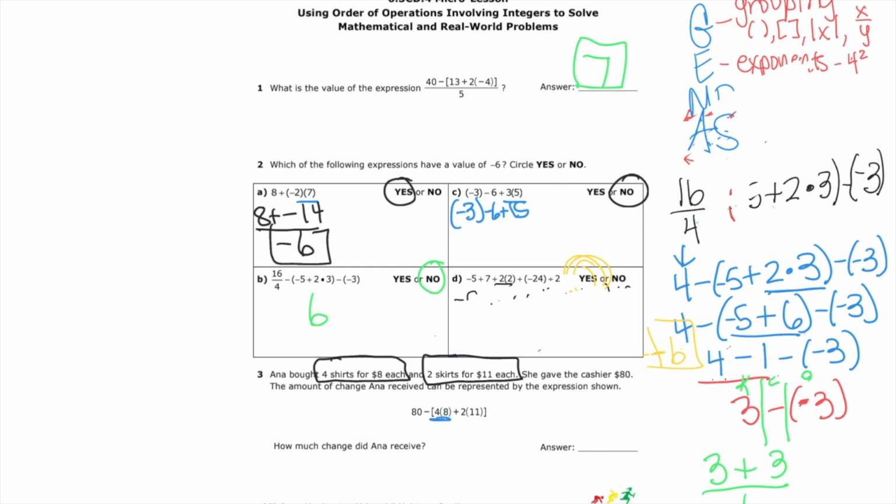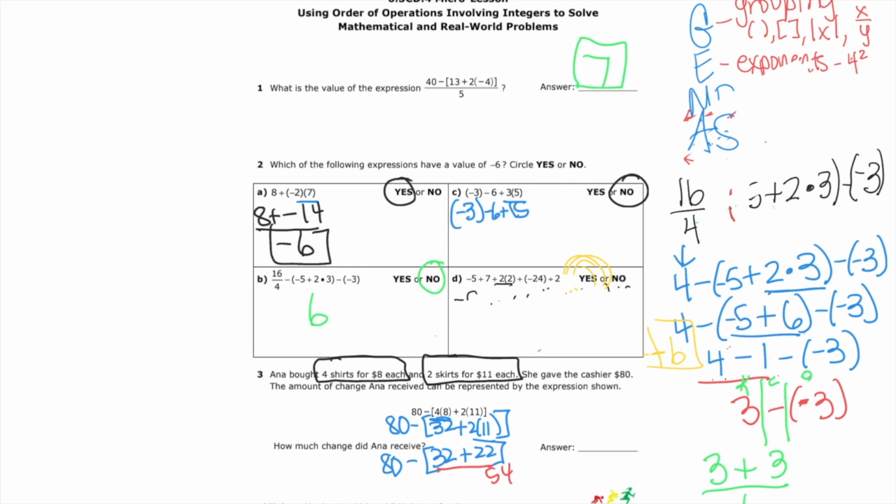So we have 4 times 8 is 32, plus 2 times 11. 2 times 11 is 22. So I have 32 plus 22 inside of my brackets. Inside my brackets, I'm going to add those together, and I know that it's 54.